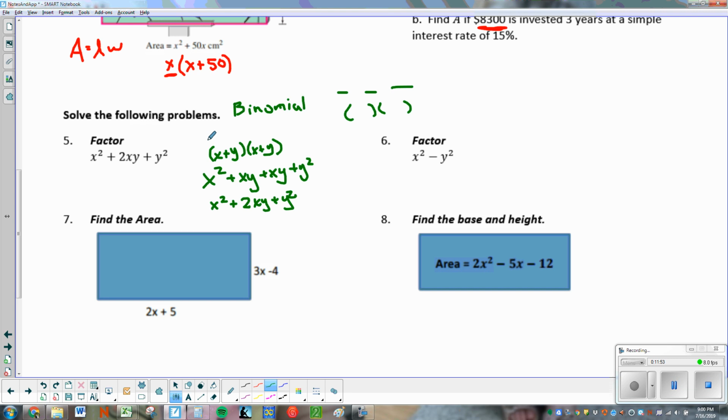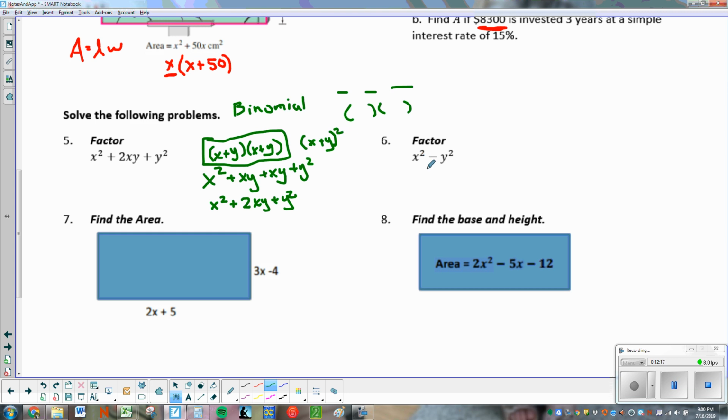So in the end, we didn't really factor it per se, but we figured out what the two factors would be, and it's x plus y times x plus y, which you may also see written as, or we saw it earlier, x plus y squared.